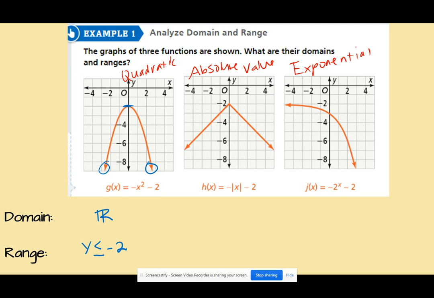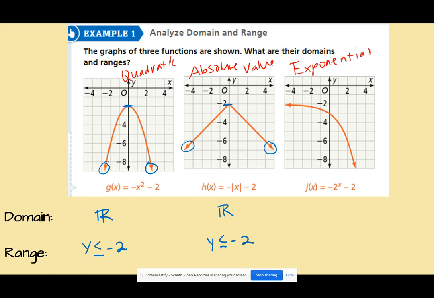Our absolute value function looks very similar. I see the arrows going down in both directions, so I know that it's going to include everything between negative and positive infinity, or all real numbers. My range also will never go above negative 2, but there is a value at that negative 2. So we can say y is less than or equal to negative 2.